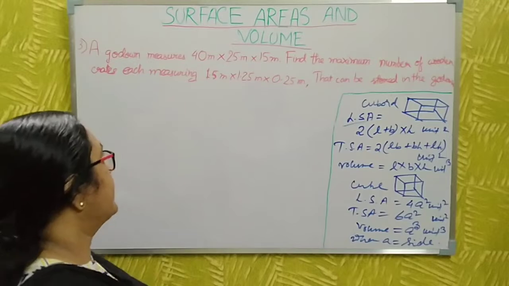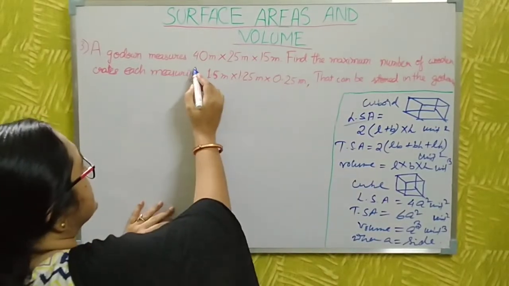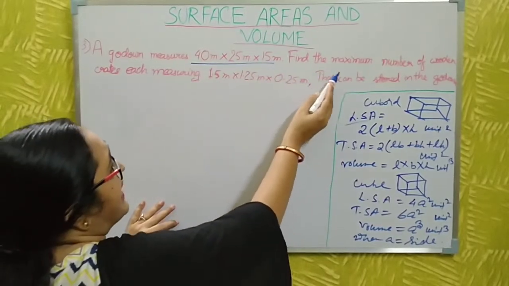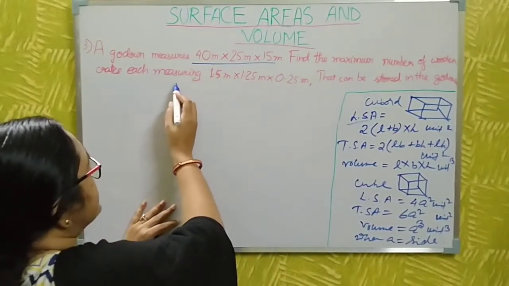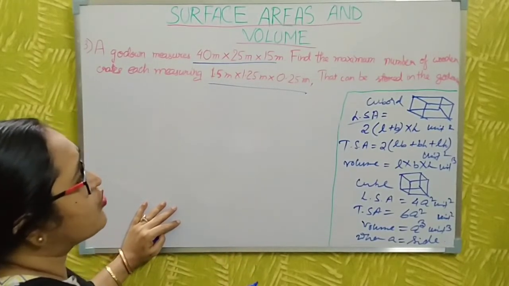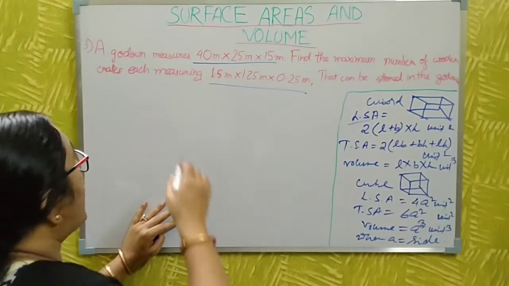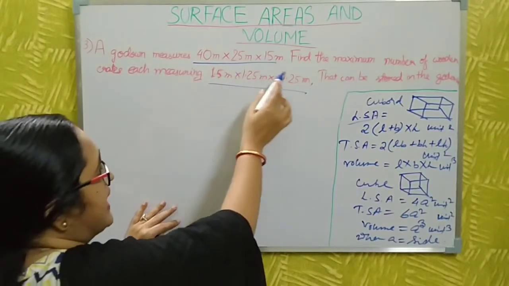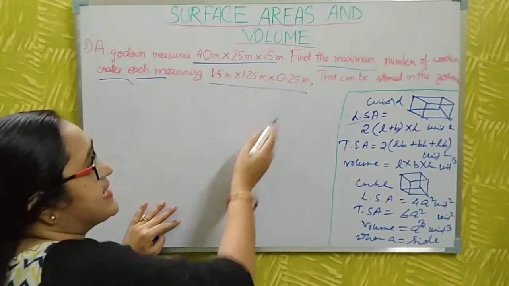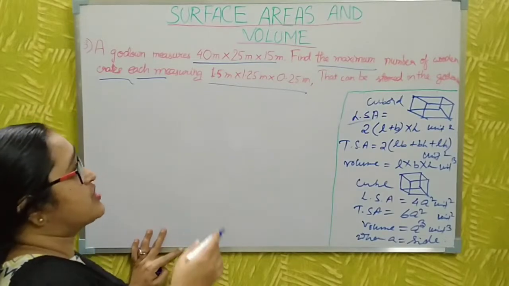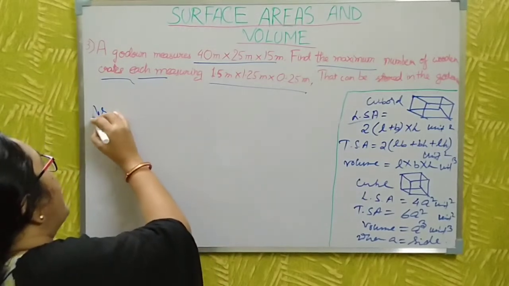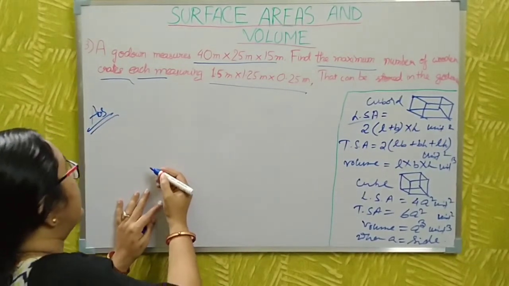Now another sum. Our godown measures 40 meter into 25 meter into 15 meter. Find the maximum number of wooden crates, each measuring this, that can be stored in the godown. The crate is measured here, and we have to find the maximum number of wooden crates in the godown. Okay, now you do the sum just like this.